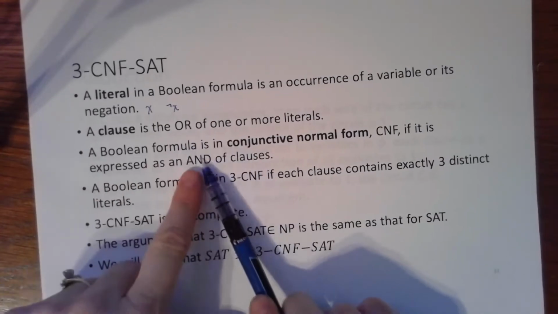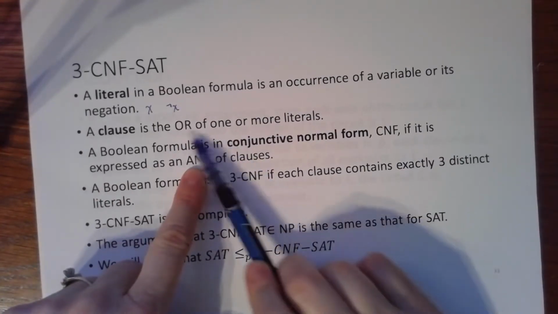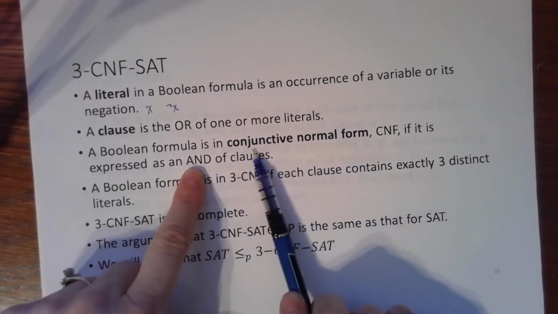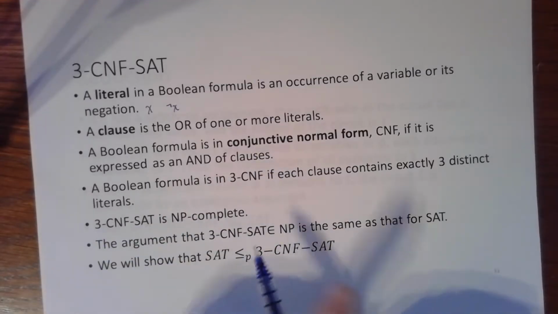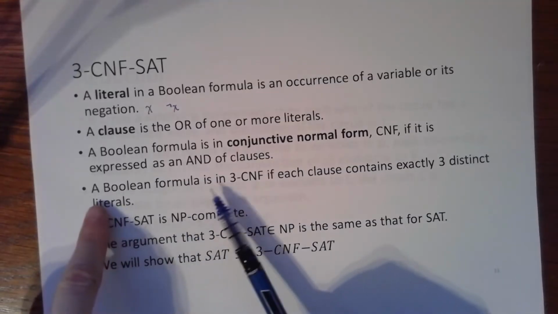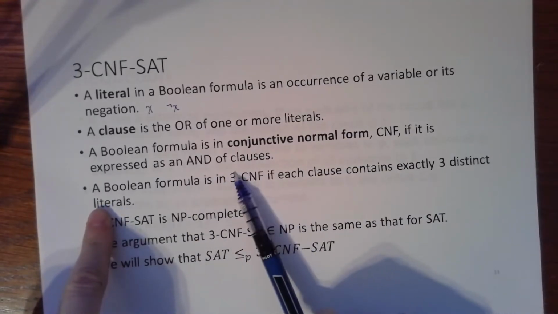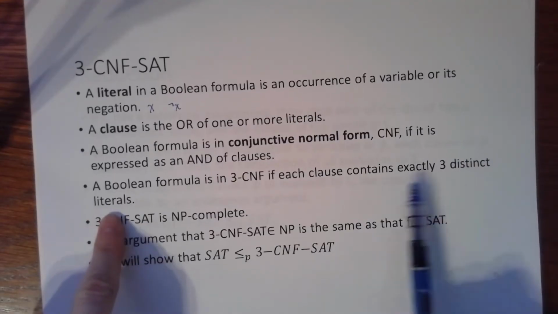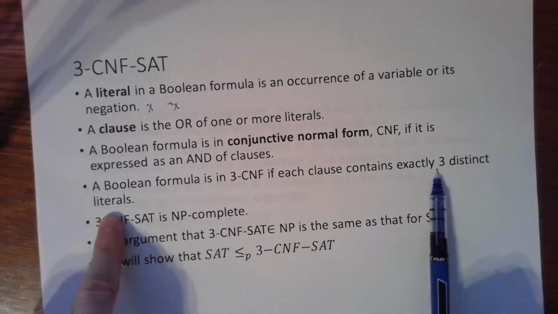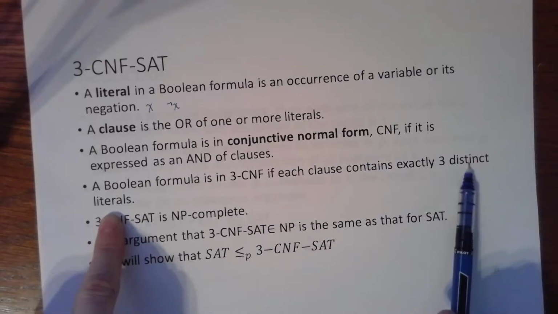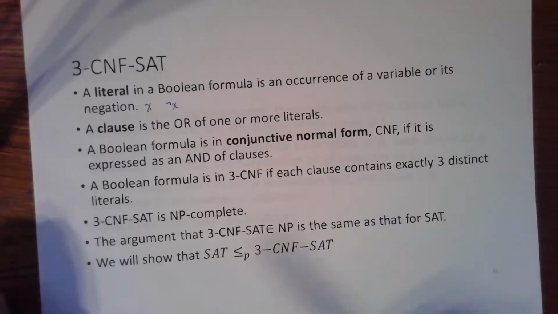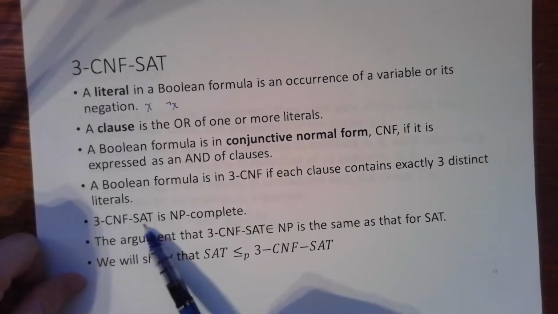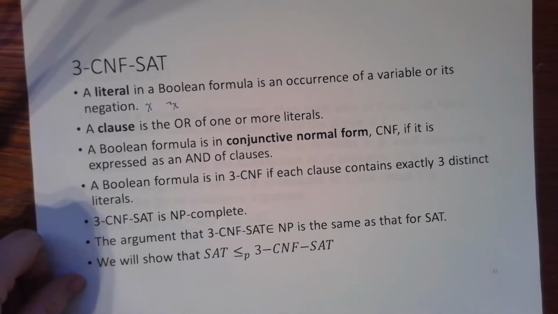That AND is a conjunction. The clauses are disjunctions. So conjunctive normal form is a conjunction of disjunctions. And a Boolean formula is in 3-CNF if every clause contains exactly 3 distinct literals. That's important. We have to have exactly 3, and they all have to be different. We would like to prove that 3-CNF-SAT is NP-complete.